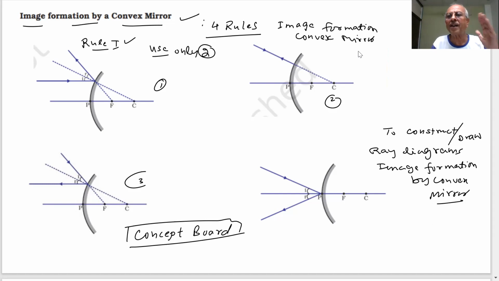So students, we are now prepared with 4 rules, out of which 2 will be used for drawing the ray diagrams. These provide us valuable information about what type of image is formed, position of the image, size of the image, and nature of the image. These are the 3 questions which are asked repeatedly. I proceed further.